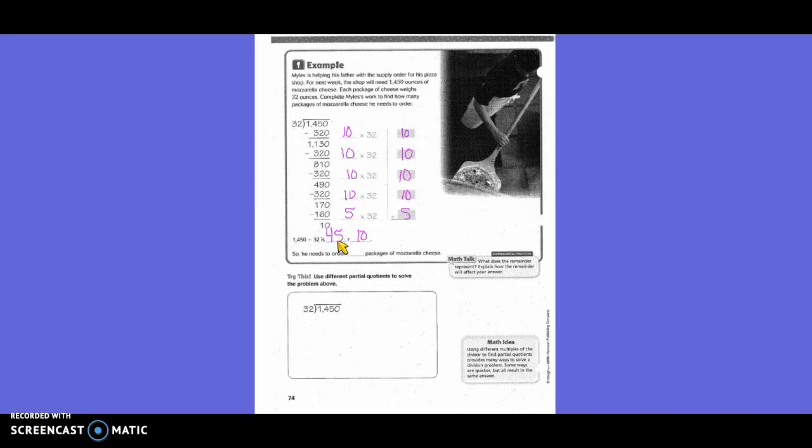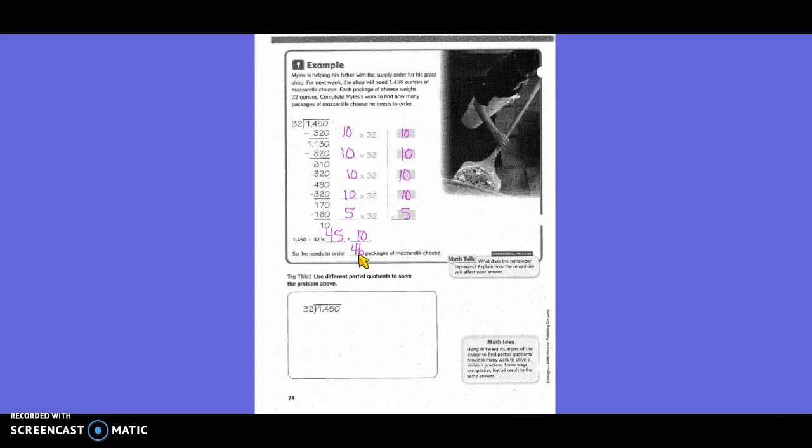So he needs to order how many packages of mozzarella cheese? Order 45, remainder 10. When I put 45 remainder 10, no, you put no, because he's going to need over 45 packages, but to make sure he covers that whole thing, he's going to need 46.